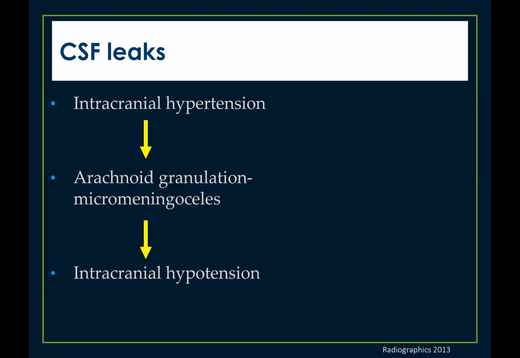So there is increased obesity in the world. And with that, there is intracranial hypertension, and the arachnoid granulations that usually are there might increase in number and size. There may be development of micromeningocele. These may burst, and it may cause CSF leak with intracranial hypotension.